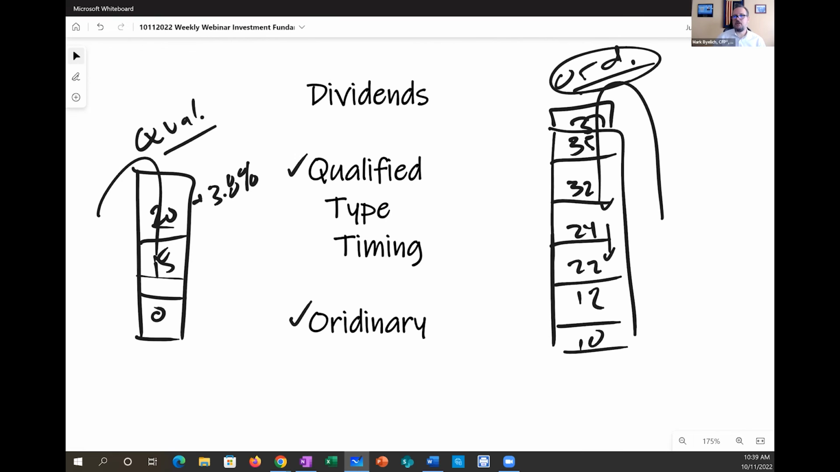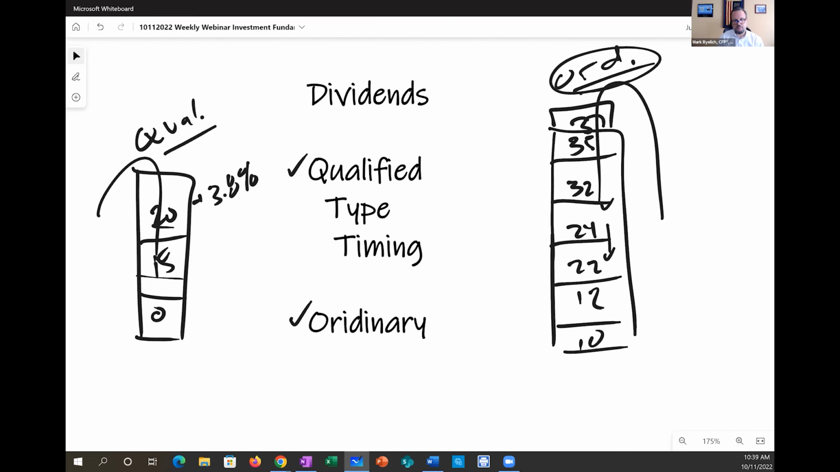So the holding period can be challenging. If you're counting on the dividends, just make sure that you're holding the position so that you qualify and can receive those dividends. And then you're going to want to know whether they are qualified or ordinary, so you know how they're going to be taxed.